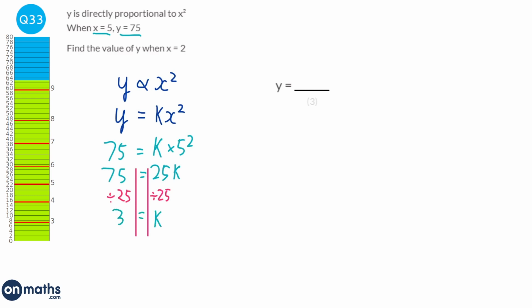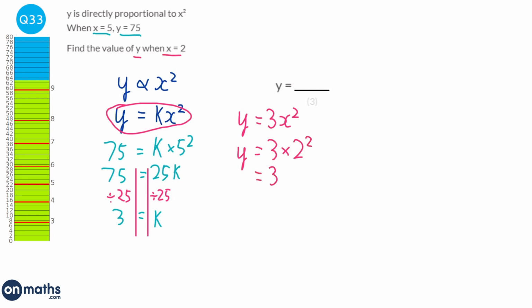So k is 3. So I'm just going to rewrite this equation here, but instead of a k, we know that k is 3. And k is a constant, so it will always be 3. And it says find out what y is when x is 2. So y equals 3 times, and we're going to replace the x for a 2 squared, 3 times 4, which is going to be 12. So our answer is y equals 12.